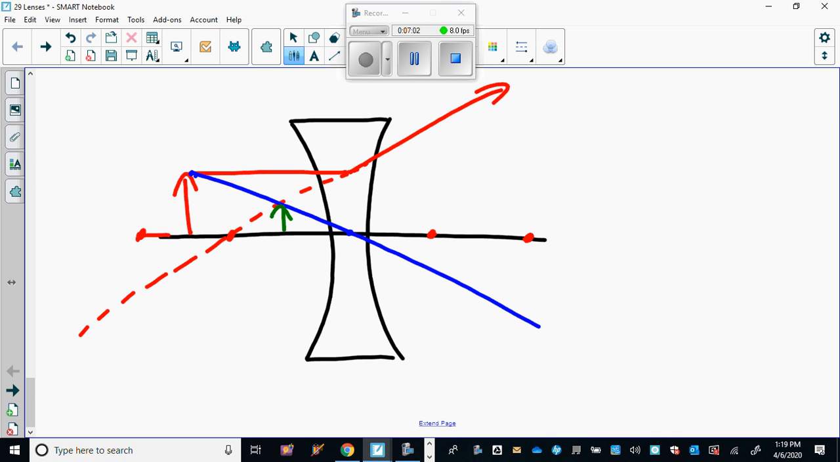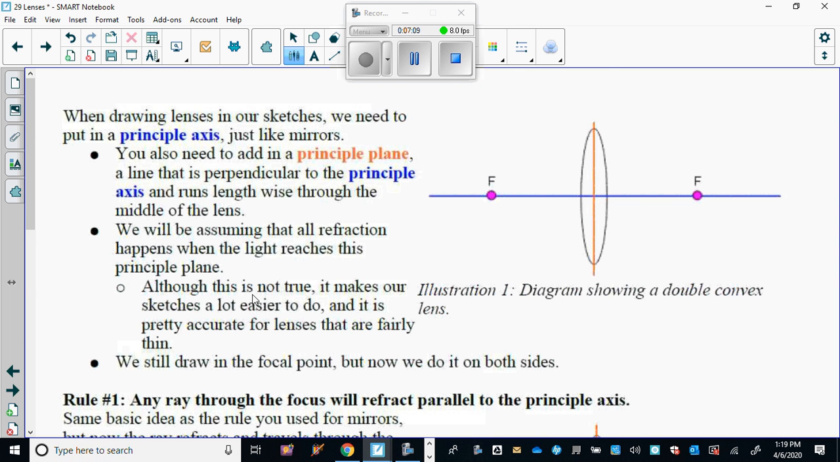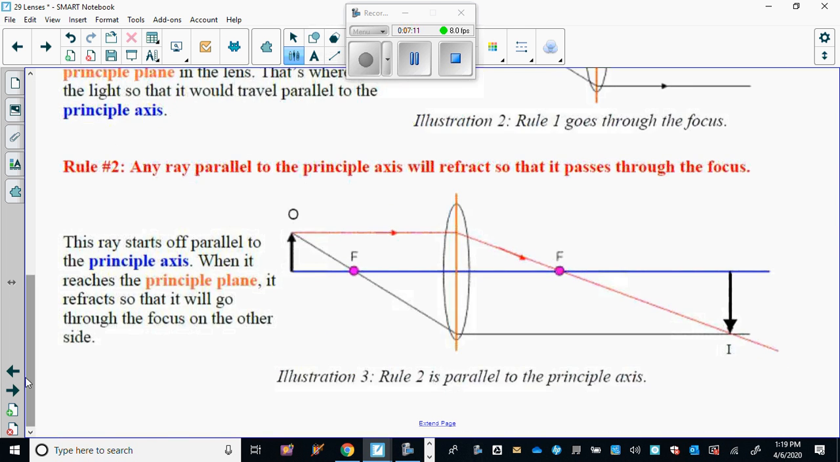Okay, so once you've done mirrors, you've done lenses. You just have to remember that things are generally backwards. Okay, and then your notes go through all these examples here.